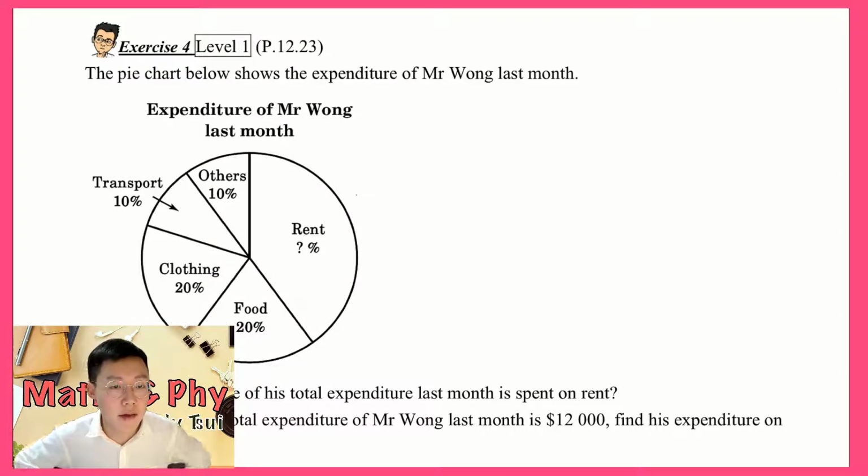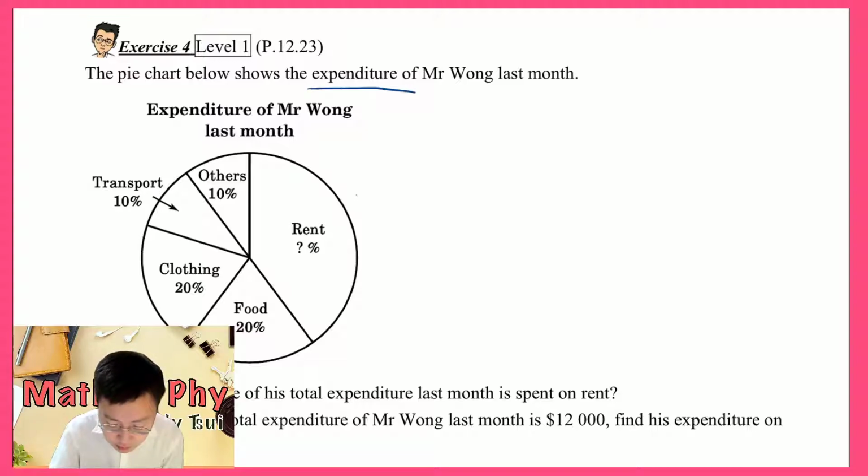So now it's time for exercise 4. For this question, you can see the pie chart. The pie chart shows you the expenditure of Mr. Wong last month. Okay, for expenditure in Chinese, that means 花费, which means the total amount that Mr. Wong spent on last month.